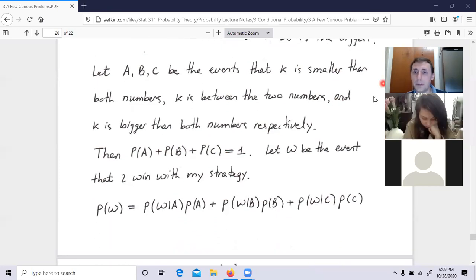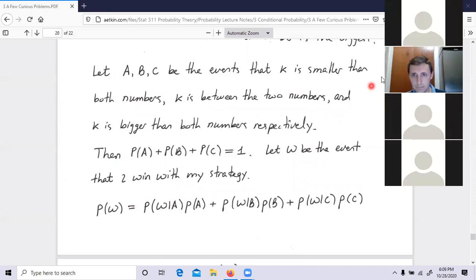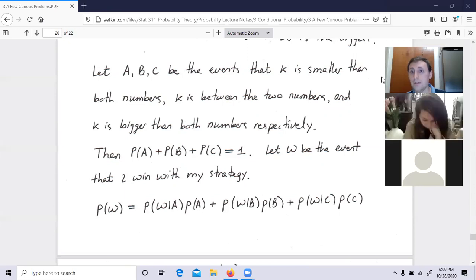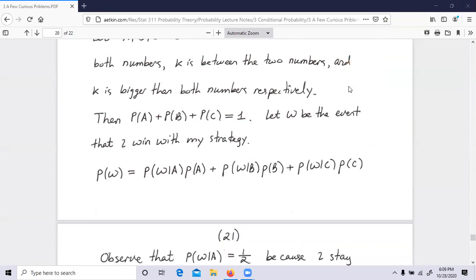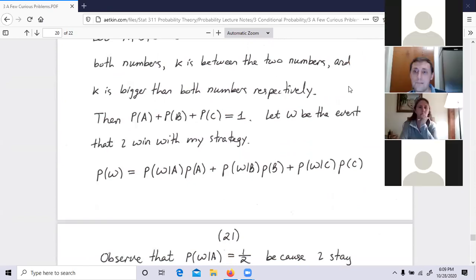And so the probability of winning using my strategy is the probability given A plus the probability given B and the probability given C. Are you with me? Yes. So I do not know those probabilities because it's complicated, right? We're just using them abstractly. There is some probability that I generated a number smaller than both, the probability that I generated a number between both, and the probability I generated a number bigger than both.